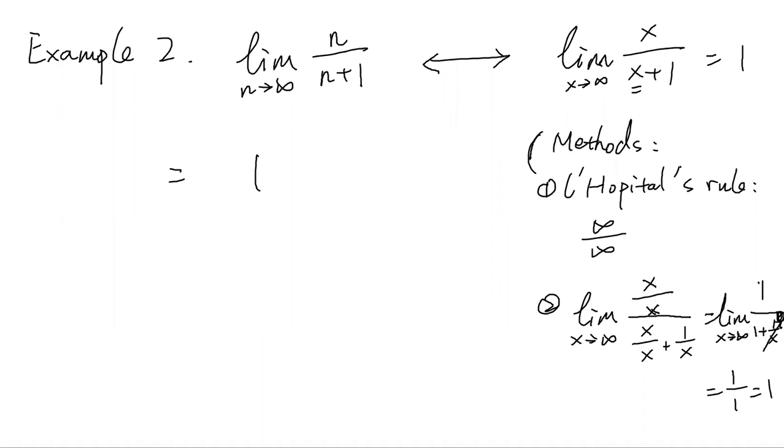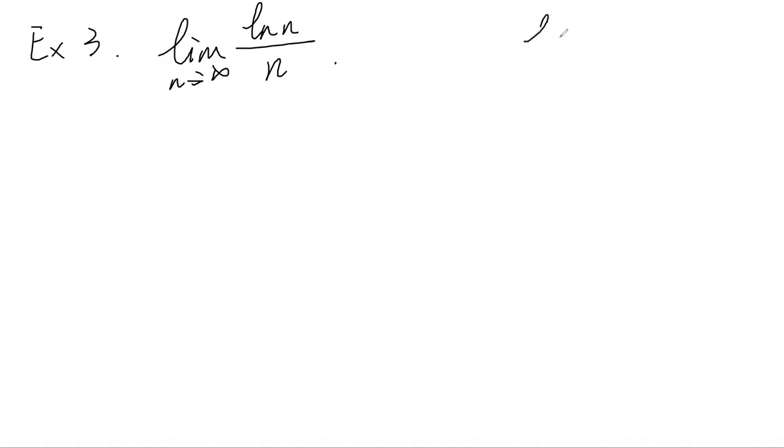So let's see another example. Now, this time, let's try to calculate the limit as n approaches infinity of natural log of n divided by n. So again, to calculate the limit of this sequence, we should try to first see if the limit of the corresponding function exists.